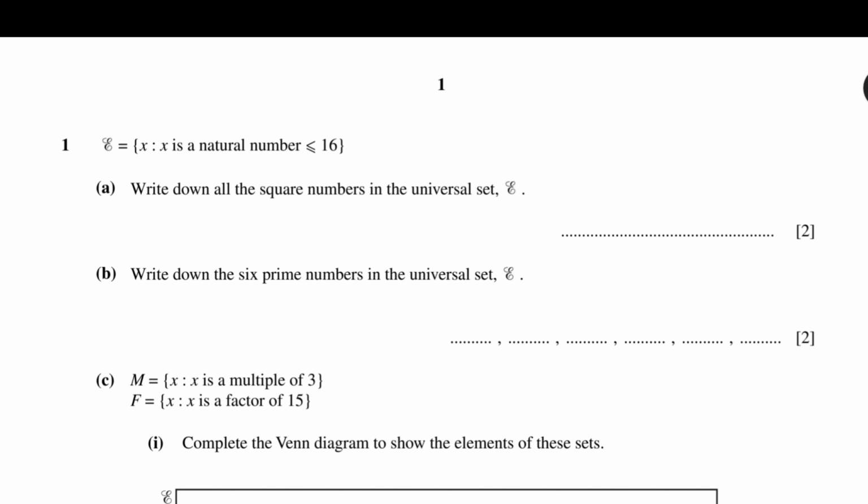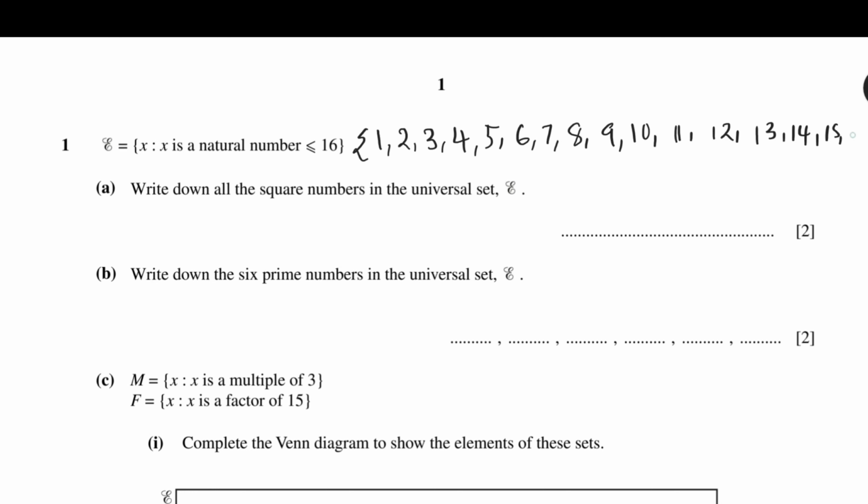Remember, natural numbers are counting numbers. The very first counting number is 1. So we are going to list the elements of our set now. Our set comprises 1, 2, 3, 4, 5, 6, 7, 8, 9, 10, 11, 12, 13, 14, 15, and 16.